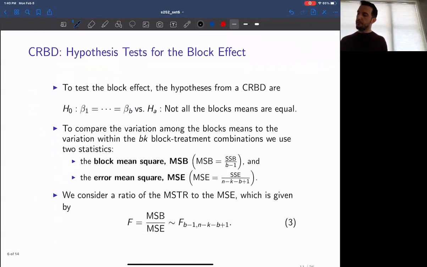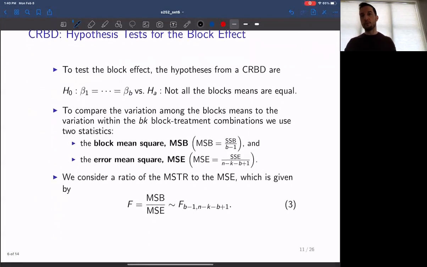Right. And then as I said before, we can now perform an F-test about the block effect. And usually we use this F-test to determine if blocking was effective. Though technically speaking, it would be the same type of test that we had for the treatment effect, so a test of difference among the means of the blocks across all blocks in the experiment.